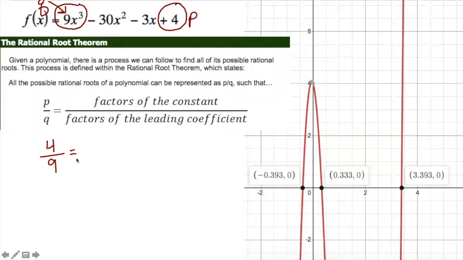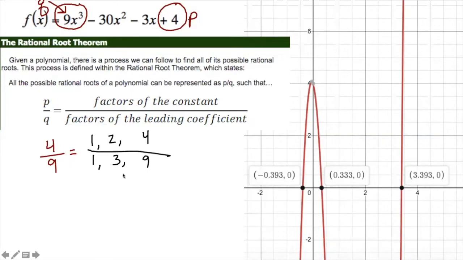Well, let's break down 4. 4 would be 1 times 4, or you could have 2 times 2, okay? So I'll separate those with commas, 1, 2, and 4, over the factors of 9. You could have 1 times 9 will get you 9, or you could have 3 times itself. There's no point writing 3 more than once. So the factors of 4 are 1, 2, and 4. The factors of 9 are 1, 3, and 9.